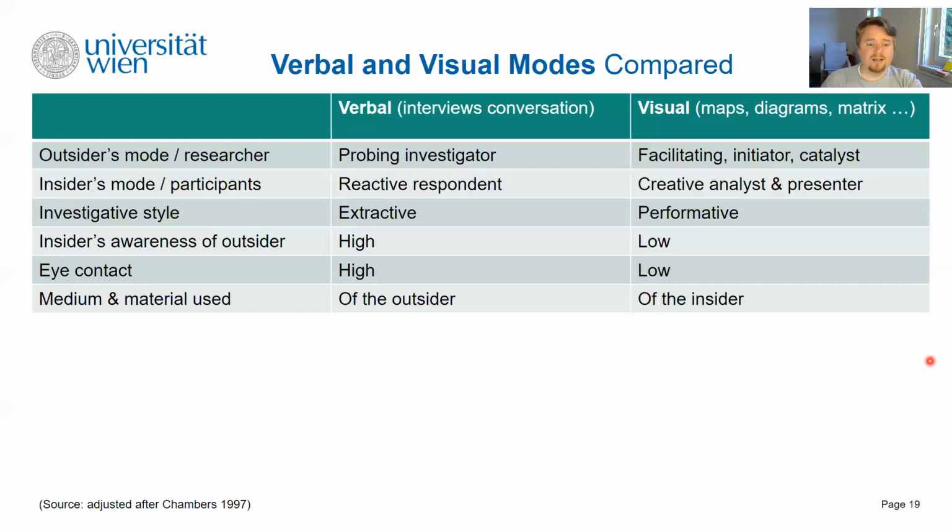Yeah, what materials are used? What is the medium for research? In the verbal mode, it's pretty much the material from the outsider. Usually we bring our audio records or our questionnaire sheets, and then our pens and drawing and whatsoever. And the visual mode can include the material from the insiders, but it really depends on how you're planning this process. You can ask about different materials to use, but this is not always the case.